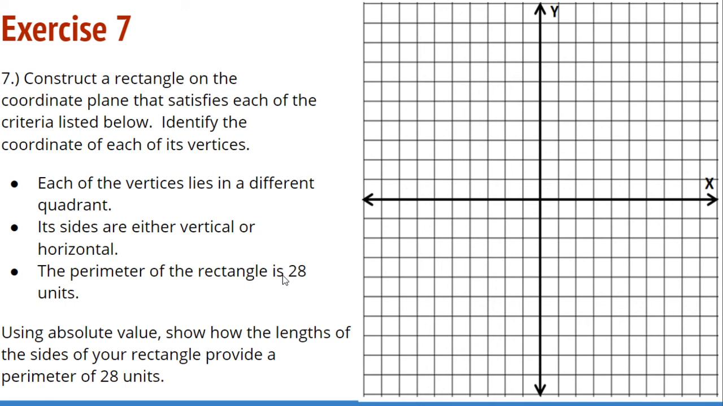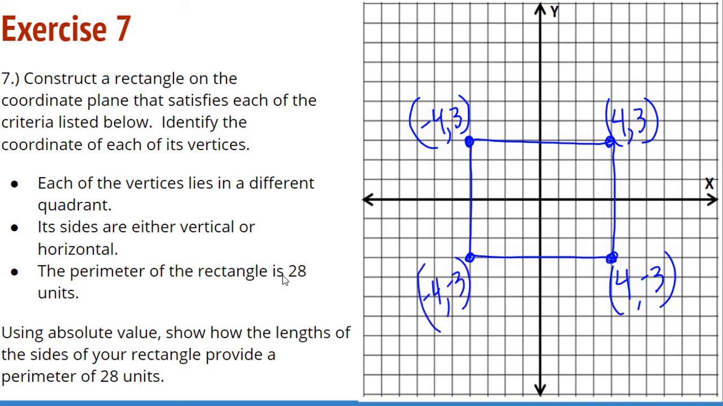Okay, using absolute value, show how the lengths of the sides of your rectangle provide a perimeter of 28 units. And of course, I just did it again. I just deleted, so I'm going to put them back here. All right. So I've got negative 4, 3, 4, 3, 4, negative 3, negative 4, negative 3.